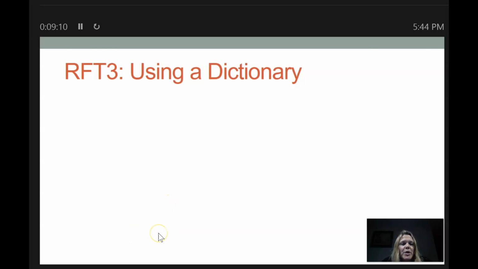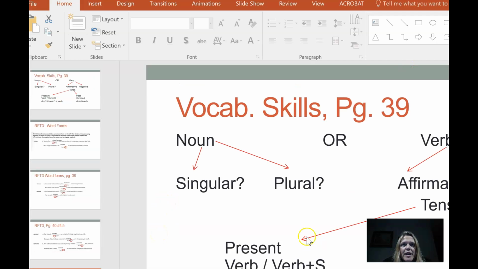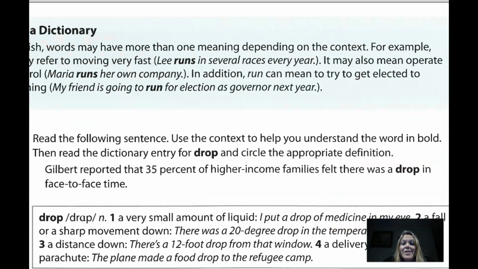Okay, so in the next part, you had using a dictionary. In this section, you need to choose the right definition of the word. So drop can be a little small amount of liquid, bloop, bloop, bloop. Or it could be a fall or a sharp movement down. Or it could be a distance down. Or it could be something you dropped by a parachute out of a plane.